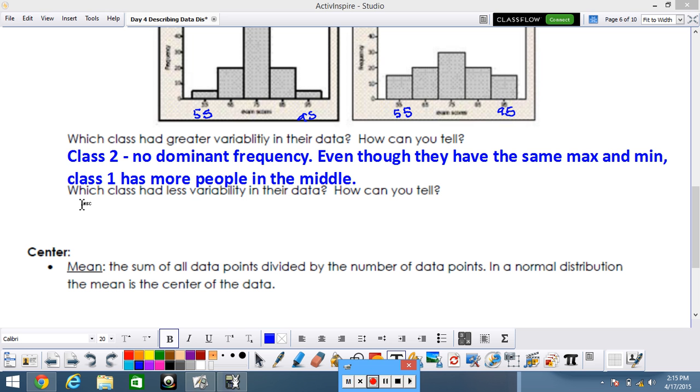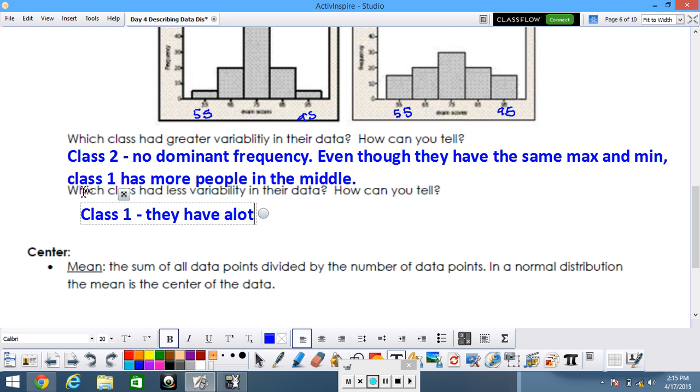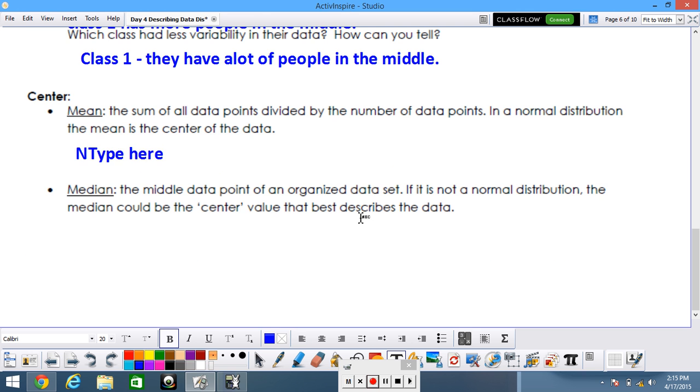Okay, so which class had less variability? That's going to be class 1, because they had a lot of people in the middle. All right. The center. So the mean is the mean. We know what the mean is. If something is normally distributed, everybody write this down. If something is normally distributed, that means that the mean equals the median.